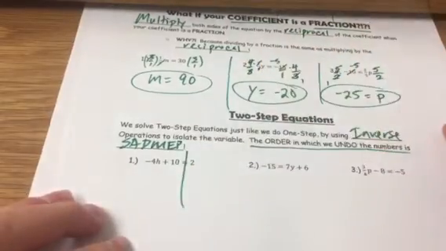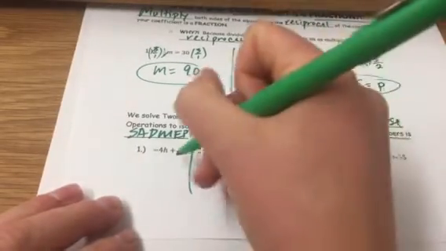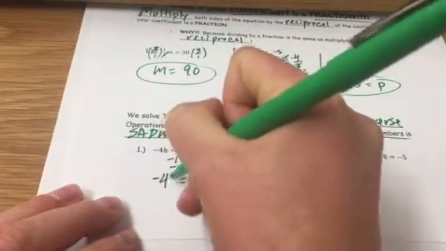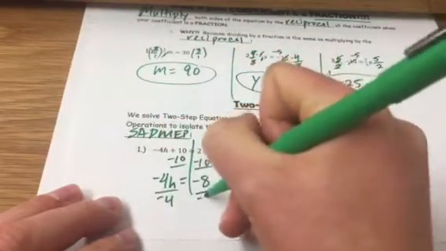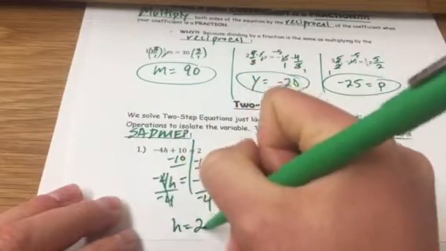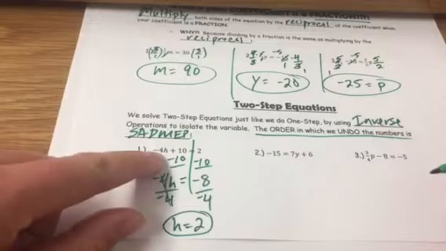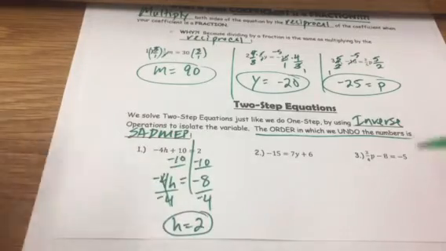So here I've got negative 4h plus 10 equals 2. I need to subtract 10 from both sides. Negative 8 equals negative 4h. Divide by negative 4. H is equal to 2. And you can plug back in, and it is true that negative 4 times 2, which is negative 8. Negative 8 plus 10 is indeed positive 2.